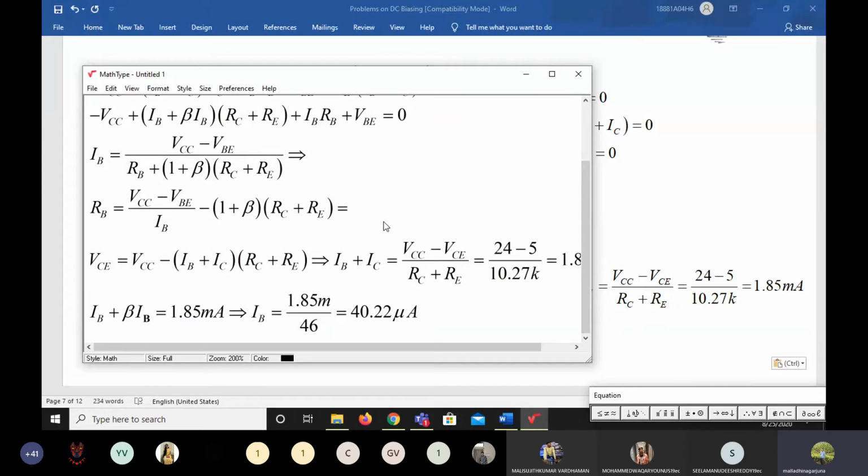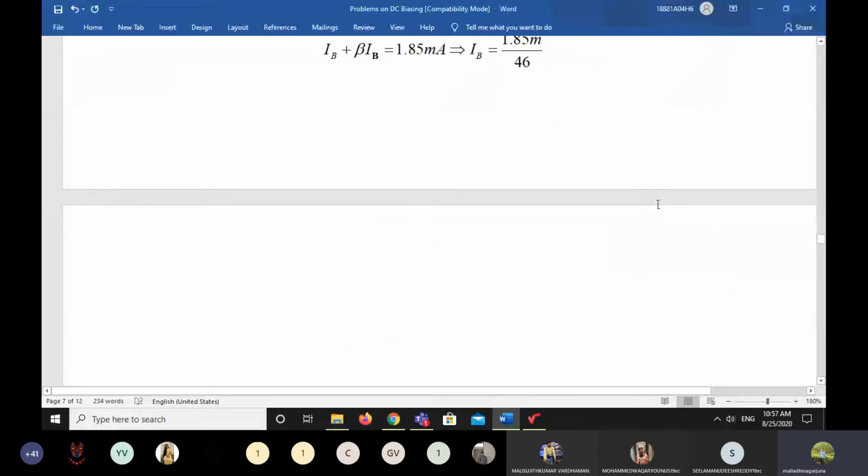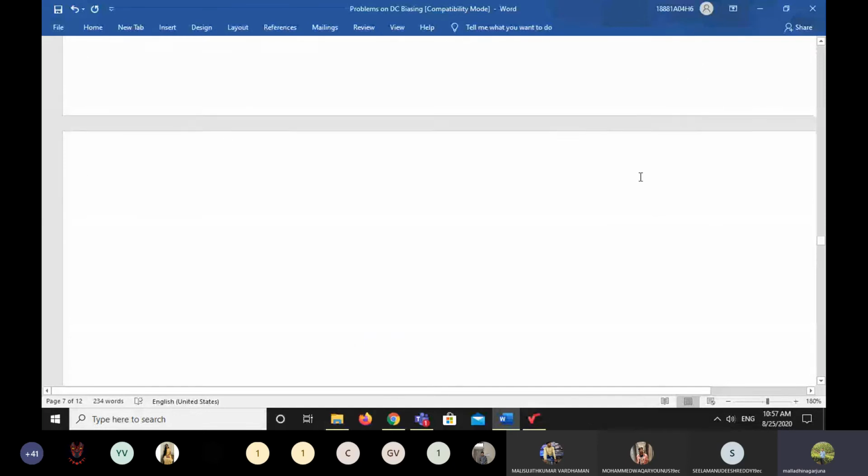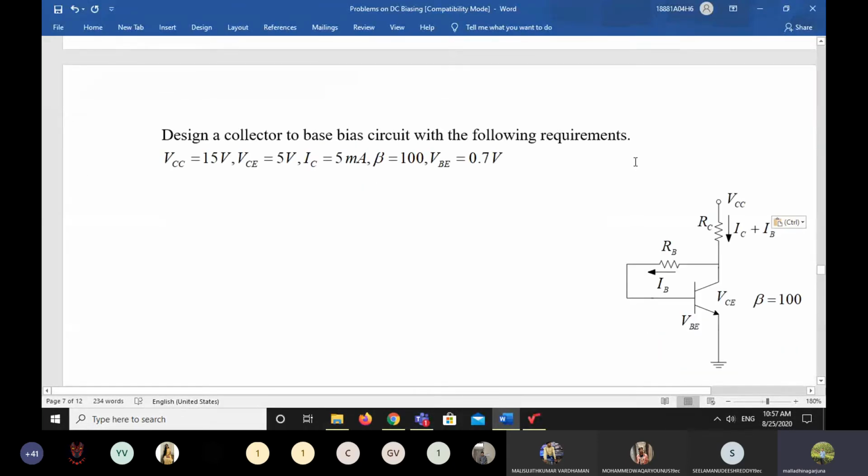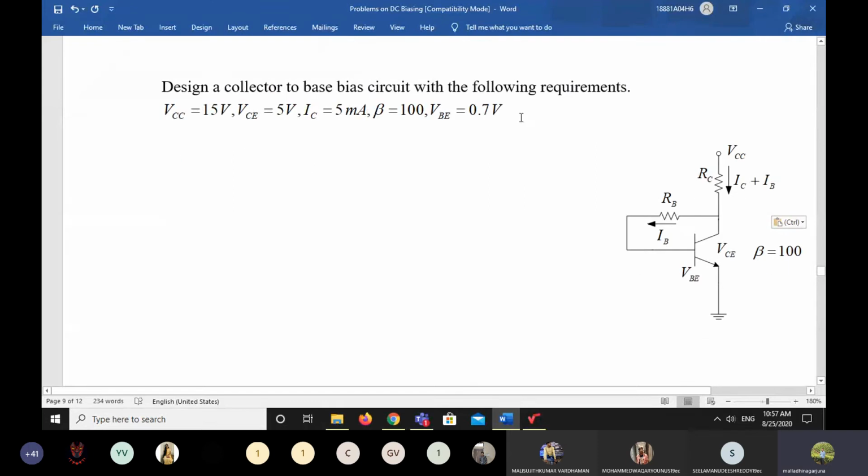Okay, we'll move to the next problem. Just note down the equation and substitute the values. All the values are available. You substitute, and then we can calculate. The next problem is: design a collector to base bias circuit with the following requirement.